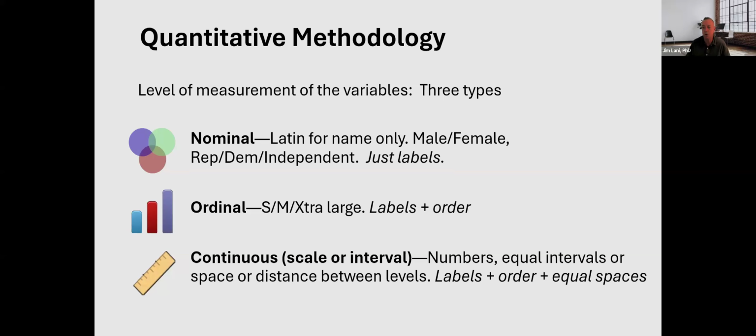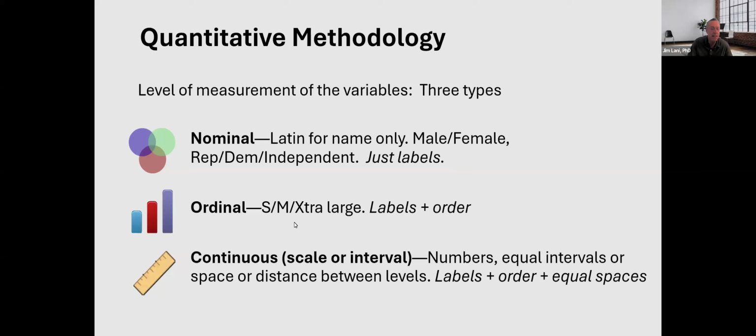The next level is ordinal. It has labels, plus it has order. So a horse race: first, second, third. There's an order, and they have a name. You're the first, you're the second, you're the third. But they're not necessarily equal in distance or interval. The second horse can come in a nose after. The third horse can come in 3 lengths later.